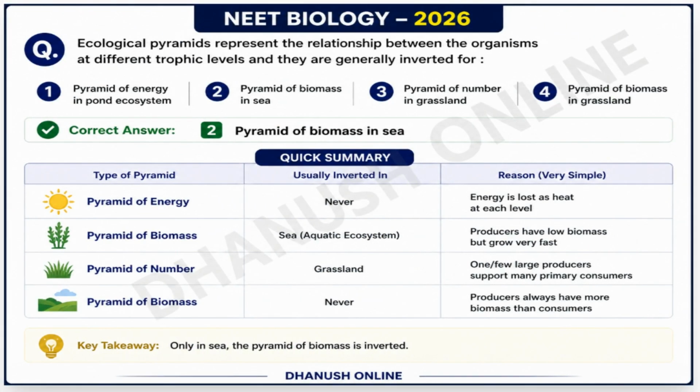Ecological pyramids generally invert for the pyramid of biomass in the sea. This is because producers in the aquatic ecosystem have low biomass but grow and reproduce very quickly.